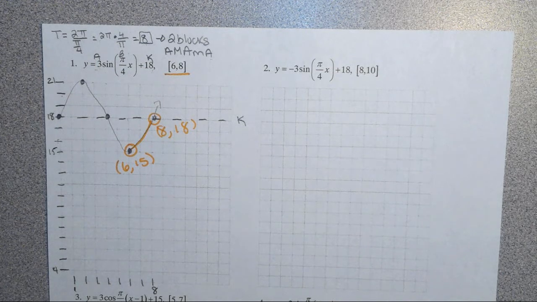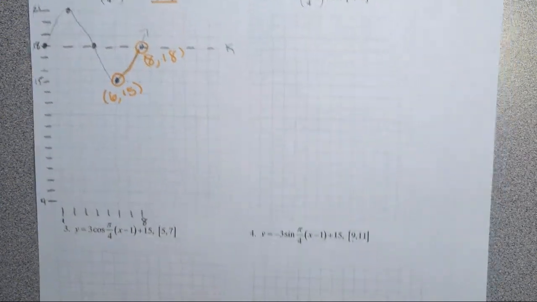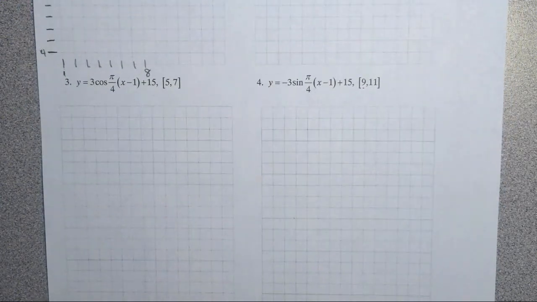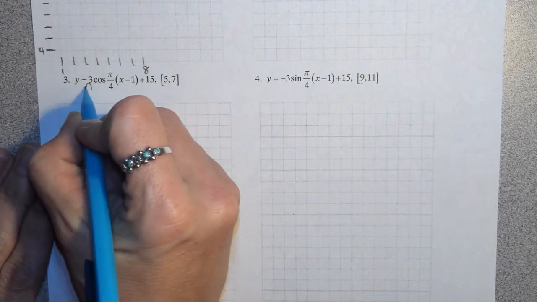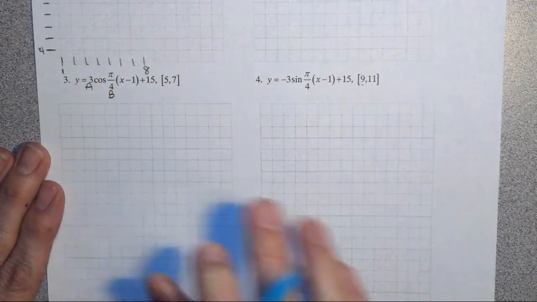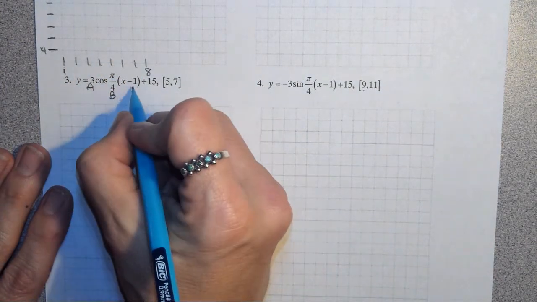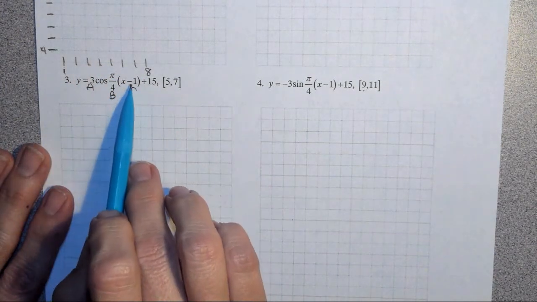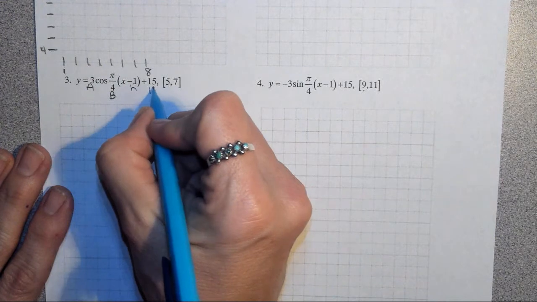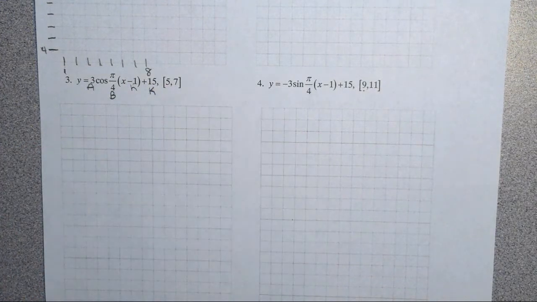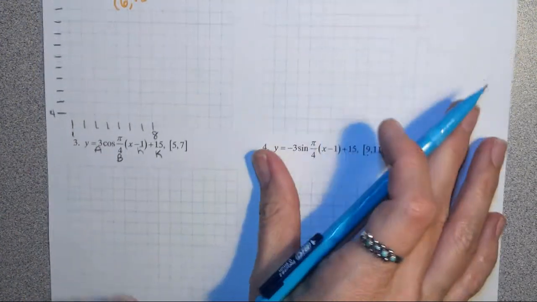The next one I wanted to do with you is a cosine graph. So we're going to go look at number 3 so we can practice a cosine. On number 3, my amplitude is 3 again. My b is pi over 4 again. This time I have an h, which tells me I'm going to go 1 to the right, and my k is 15. So we need to find the period again.